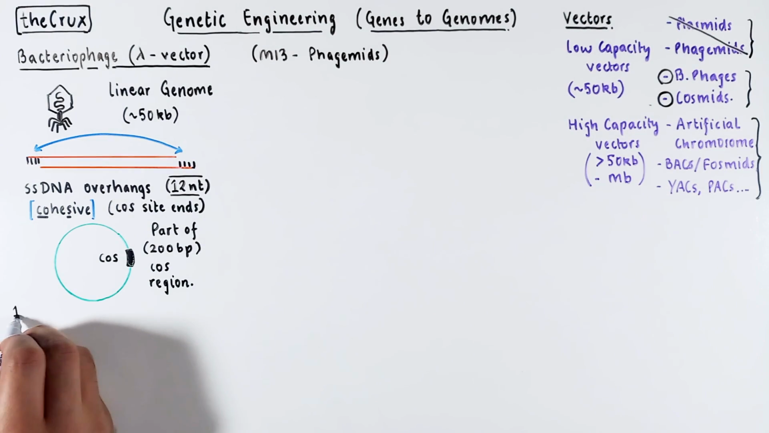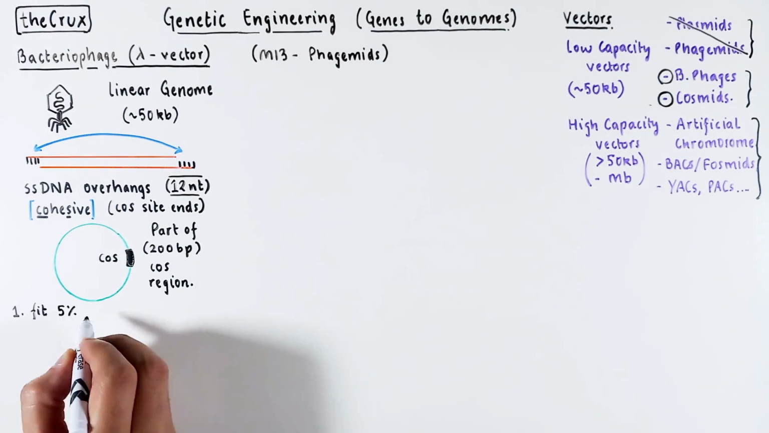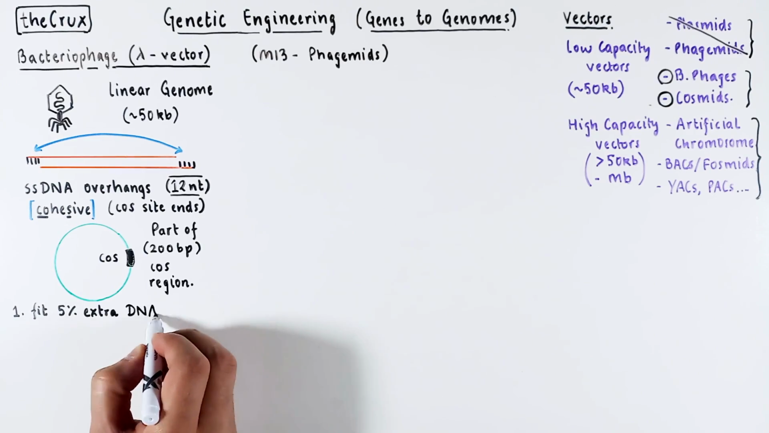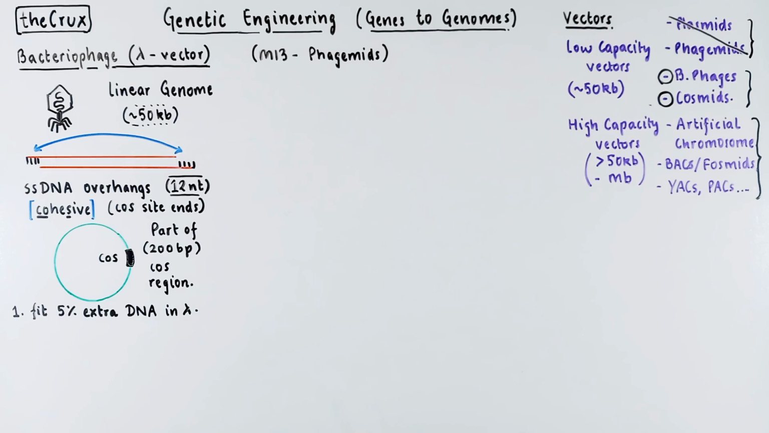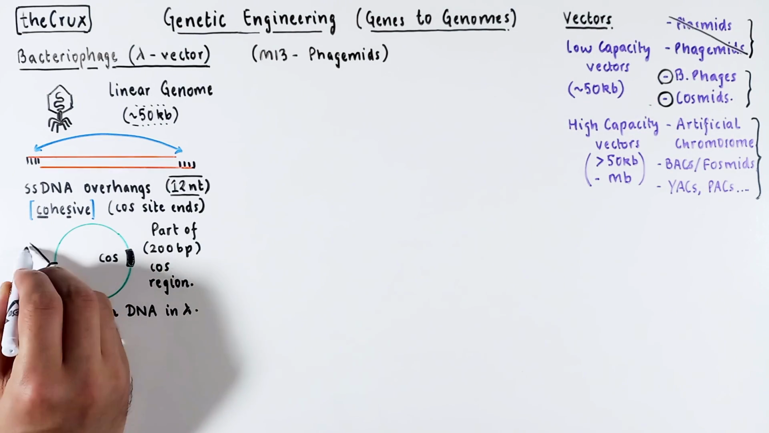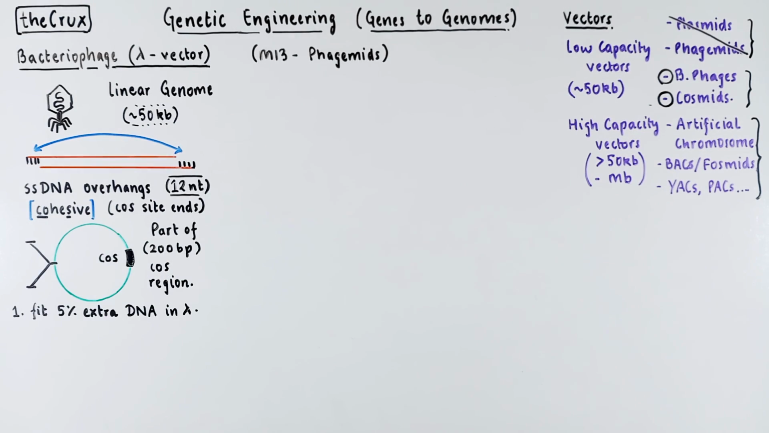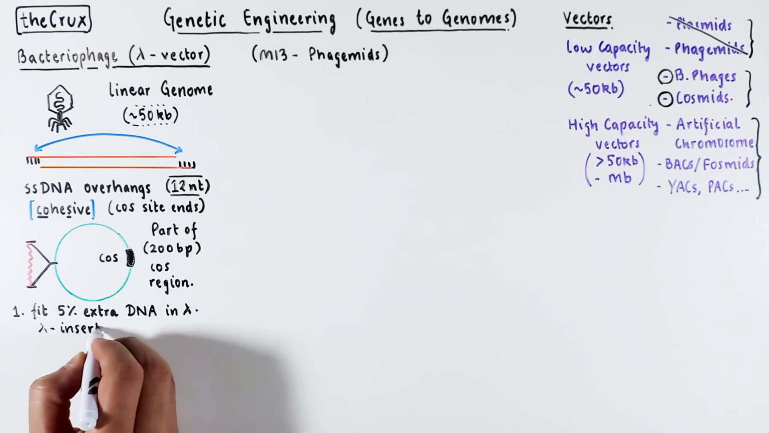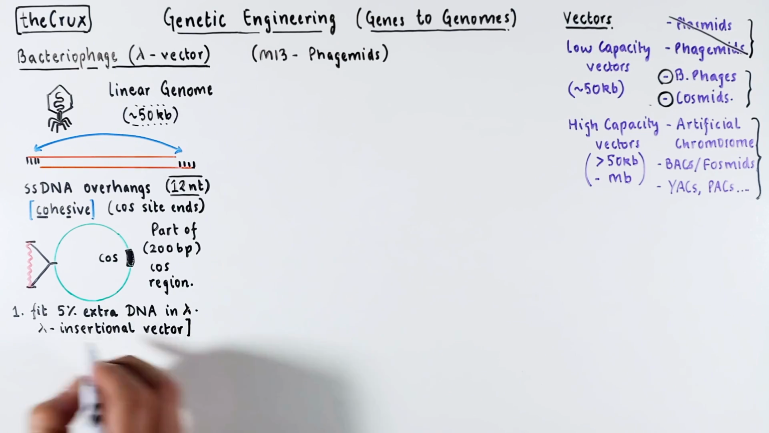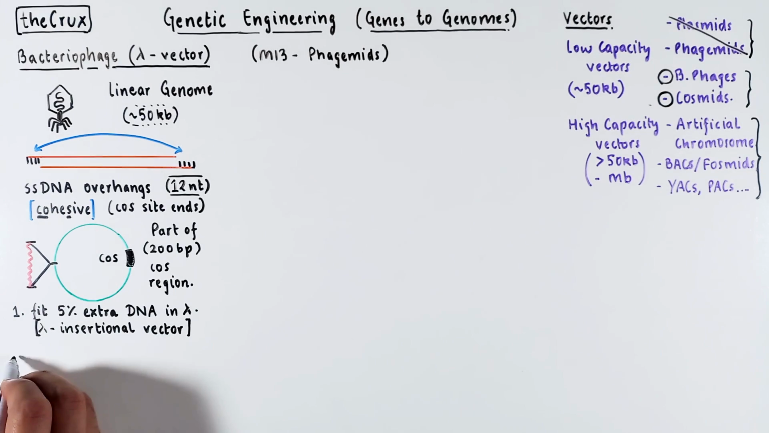The Lambda Phage vectors depend on a few things. First, you can only insert about 5% extra DNA in the original Lambda DNA. 5% of 50 kb is around 2.5 kb, so that is the upper limit. Typically, this translates to finding a neutral region and inserting your DNA in that region. This type of usage of Lambda DNA makes it an insertional vector.